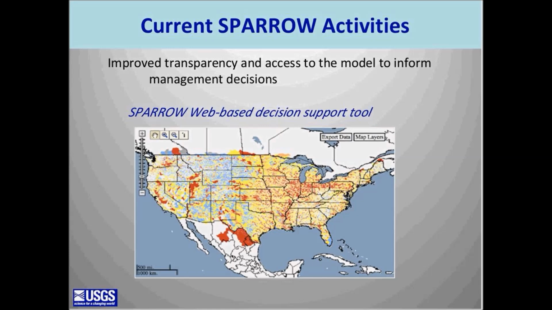So this web-based tool probably would be available within the next year or two for different parts of the country, but eventually it would actually be able to be used for the California example as well.